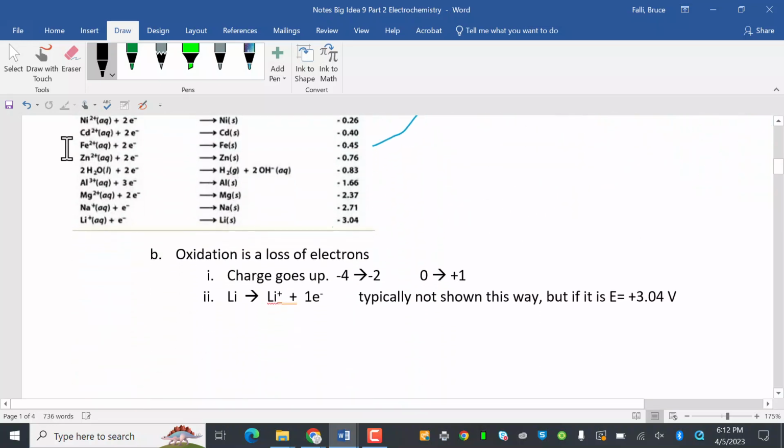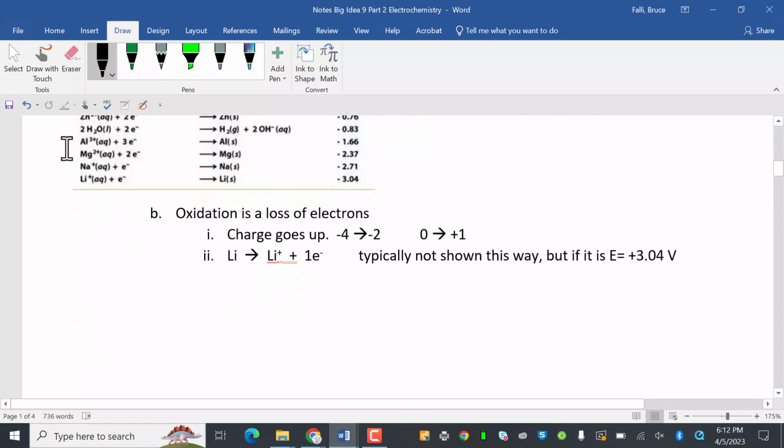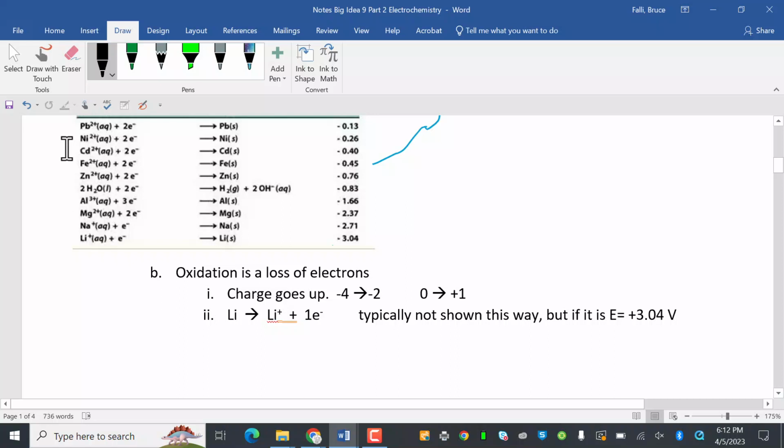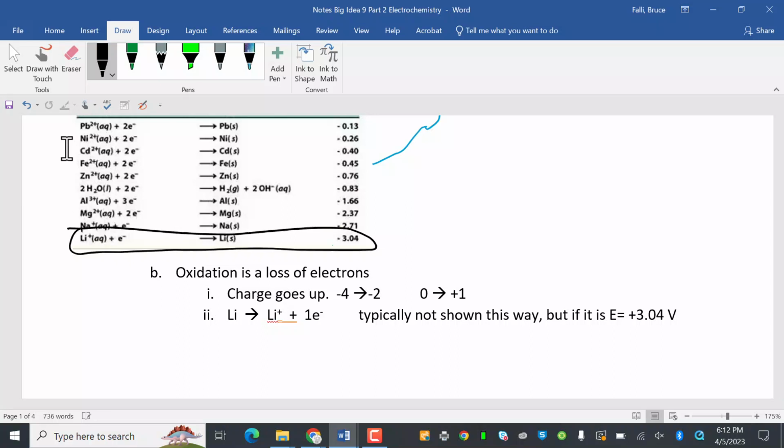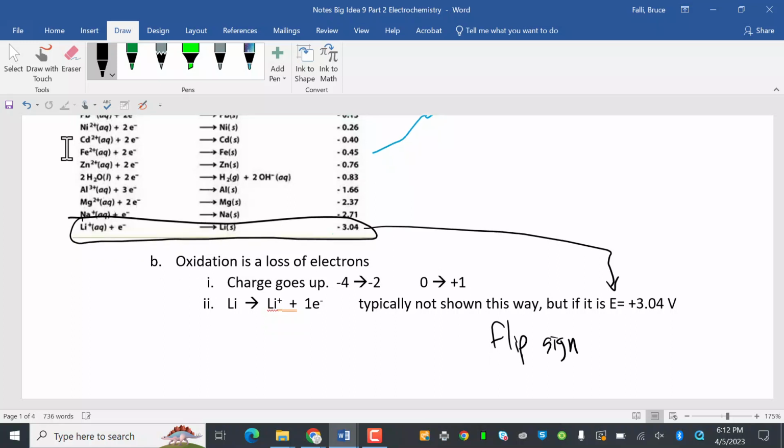Oxidation is loss of electrons, so your charge is going to go up. Lithium yields lithium +1 and an electron. It's typically not shown this way, but if it is, E equals 3.04 volts. So let's look at lithium. See how we have this right here? Reduced, it's negative. Oxidized, it's positive. So you flip sign when you flip the reaction. All right.